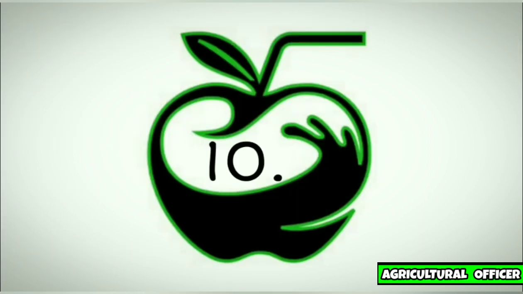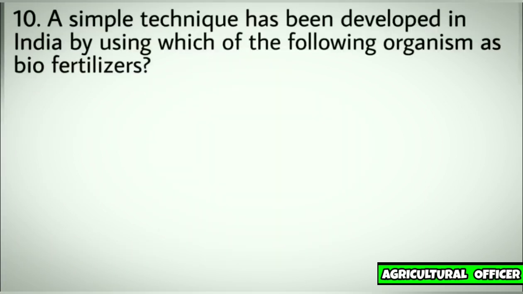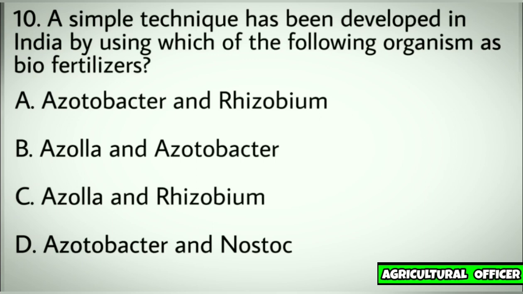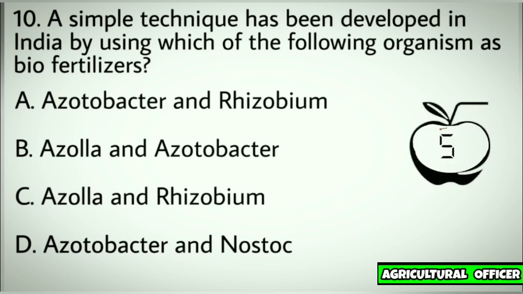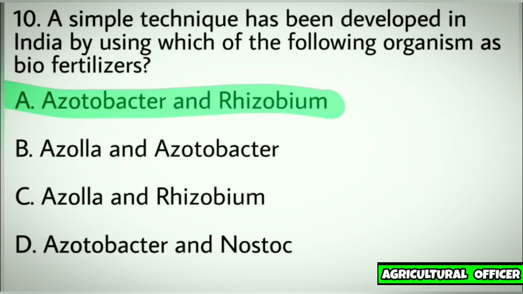Question number 10. A simple technique that has developed in India by using which of the following organism as biofertilizers? Options: A. Acetobacter and Rhizobium, B. Azolla and Azotobacter, C. Azolla and Rhizobium, D. Acetobacter and Nostoc. Correct answer: A. Acetobacter and Rhizobium.